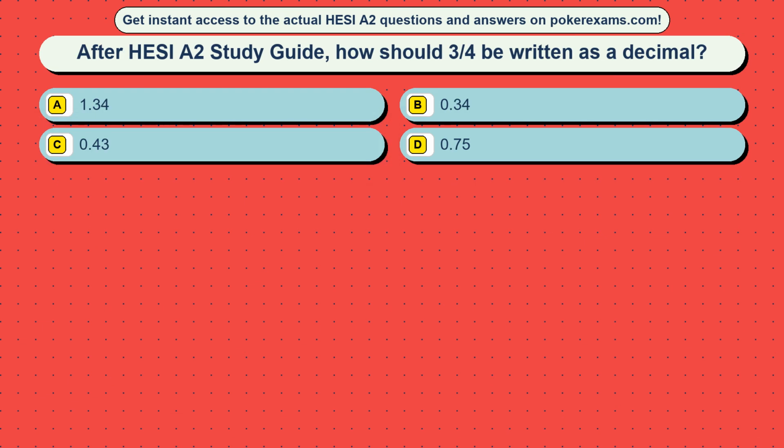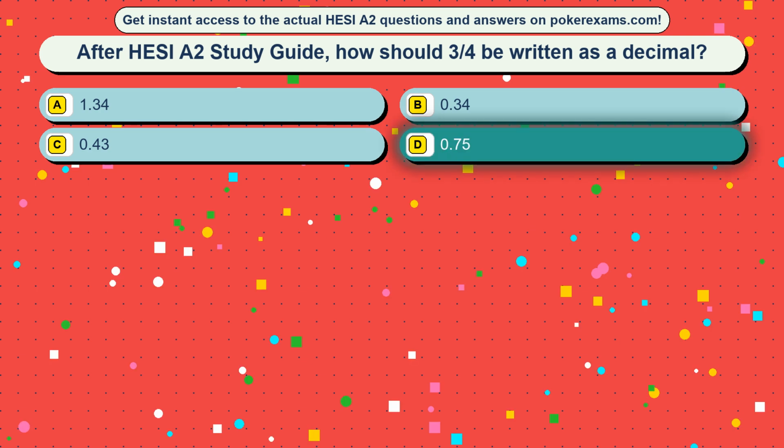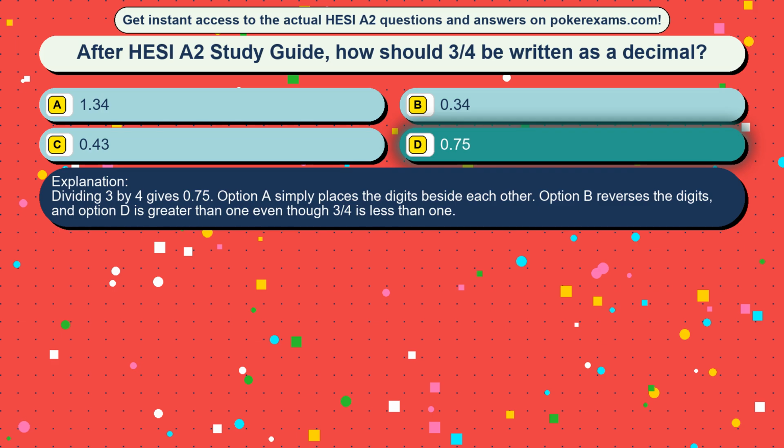Question 36. After HESI A2 Study Guide, how should 3/4 be written as a decimal? Option A, 1.34, option B, 0.34, option C, 0.43, option D, 0.75. The correct answer is option D, 0.75. Dividing 3 by 4 gives 0.75. Option A simply places the digits beside each other. Option B reverses the digits, and option A is greater than 1 even though 3/4 is less than 1.